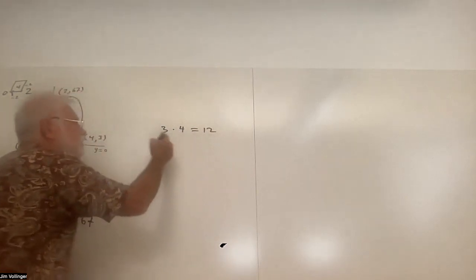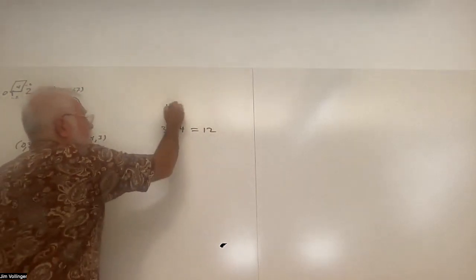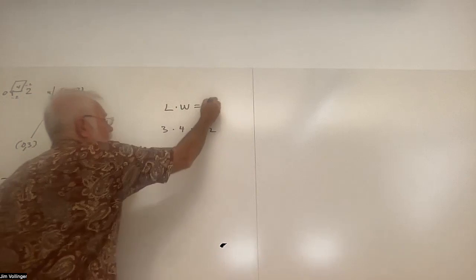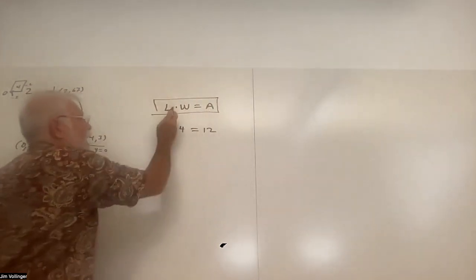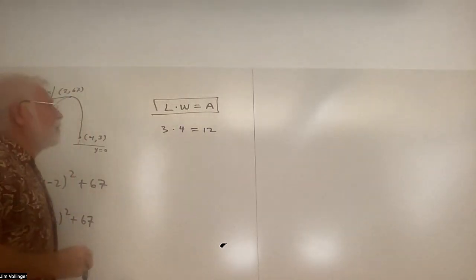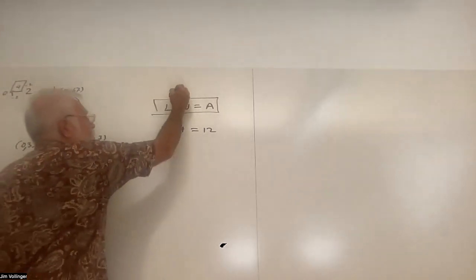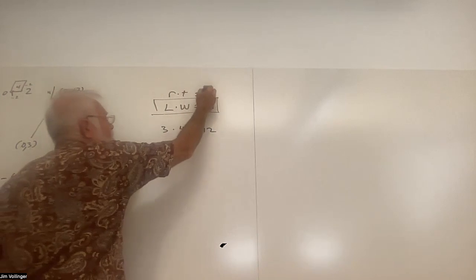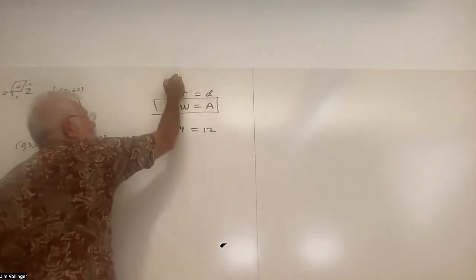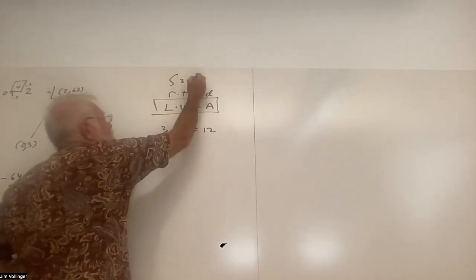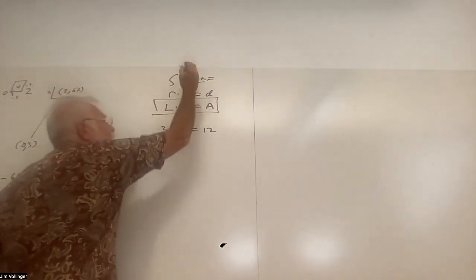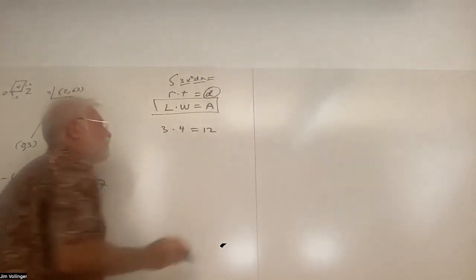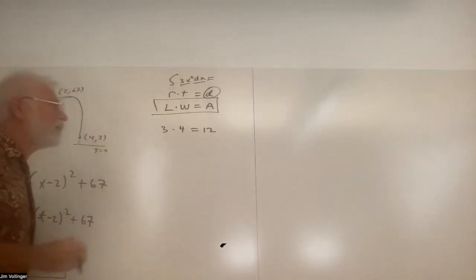Let's look at it rectangularly, because this could be length times width equals area. I think that's probably one of the most famous products in the world. And of course, we can change that to rate times time equals distance, which has a lot to do with things like this that you might see later in your life. Rate times time equals distance. Okay, I took a little poetic license there.